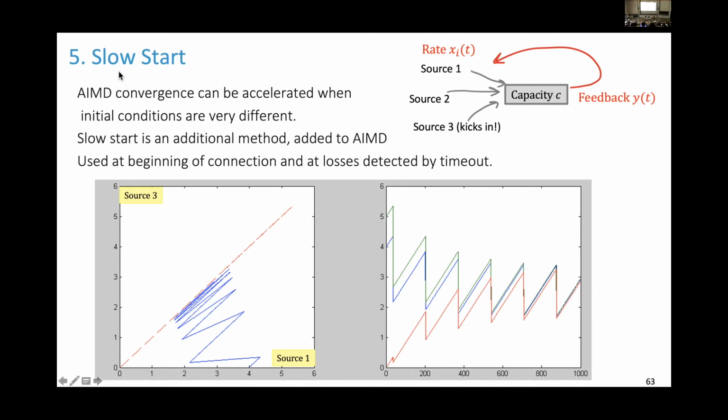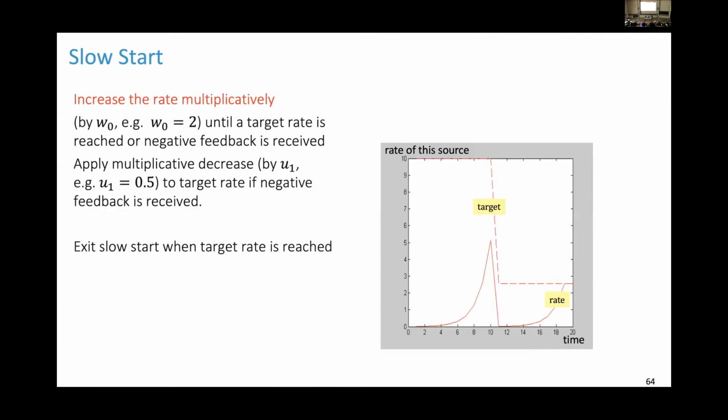That's why they want to accelerate this convergence. They use an additional mechanism, which is called slow start, used at the beginning of a connection to accelerate this convergence. So what is this slow start? It's called a slow start, but in fact it's a fast start.